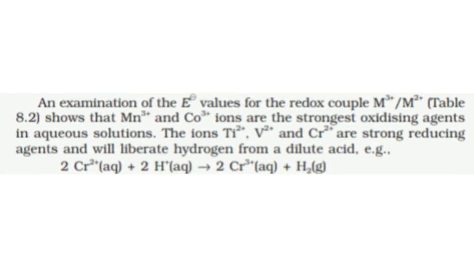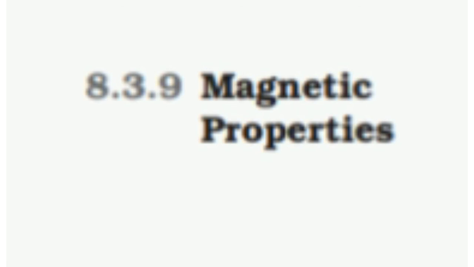An examination of E0 values for the redox couple M3+/M2+ shows that Mn3+ and Co3+ ions are the strongest oxidizing agents in aqueous solutions. The ions Ti2+, V2+ and Cr2+ are strong reducing agents and will liberate hydrogen from a dilute acid.